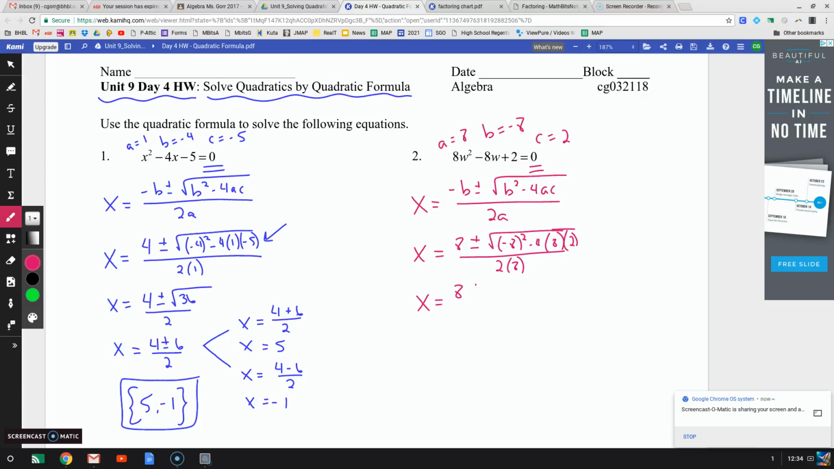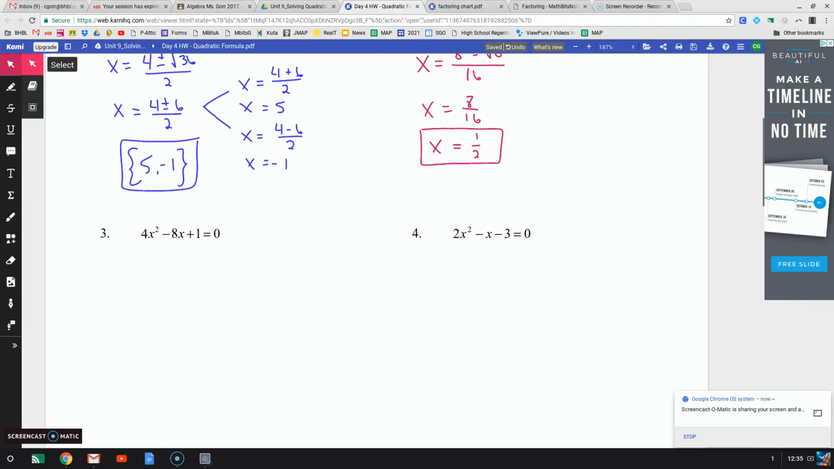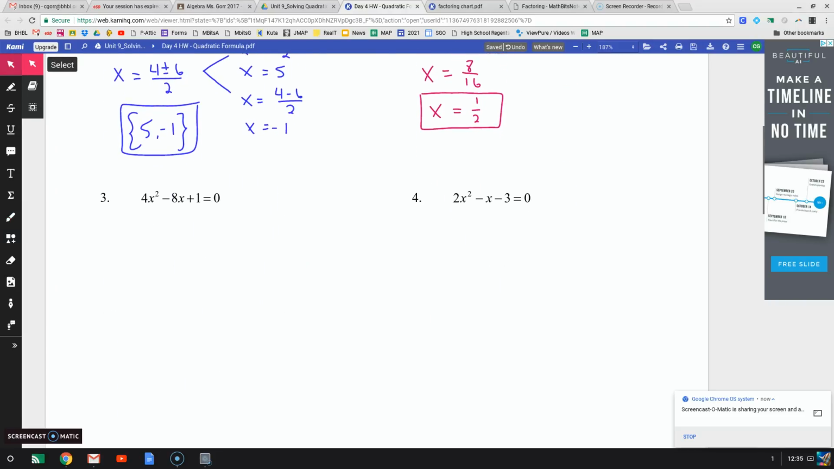Now, identifying what is under my radical, I end up finding that I get the square root of 0. The square root of 0 is 0. So I really just have 8 over 16, which reduces to 1/2, giving me only 1 root, which is fine. Sometimes you don't have two roots.